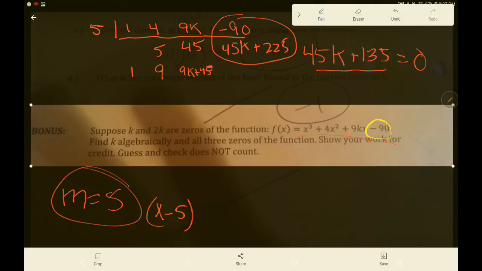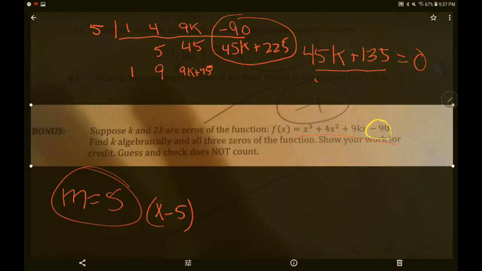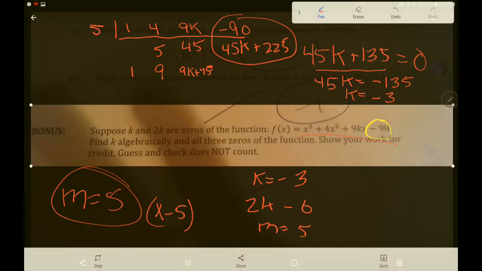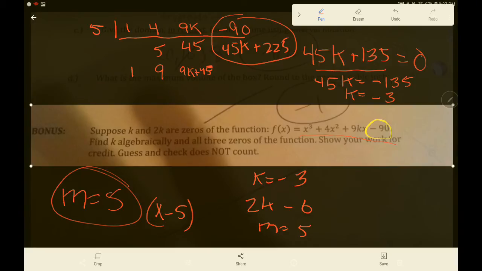Because in fact, these three factors, x minus k, x minus 2k, and x minus m, multiply together to exactly equal that function. There's no remainder involved. So 45k plus 135 equals 0. 45k equals negative 135. k equals negative 3. 2k equals negative 6, and m equals 5. And those are, in fact, the 3 zeros.